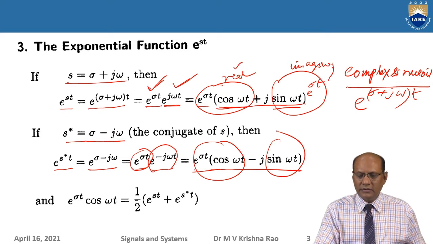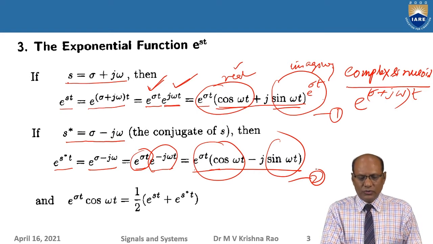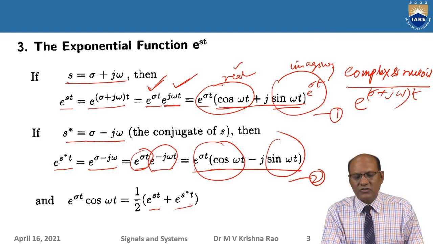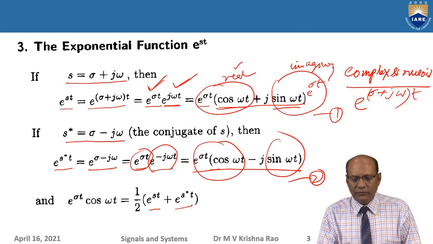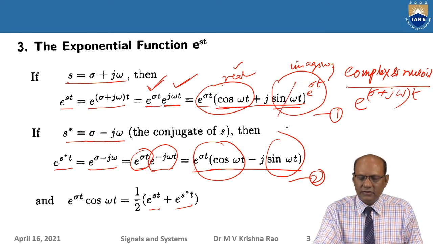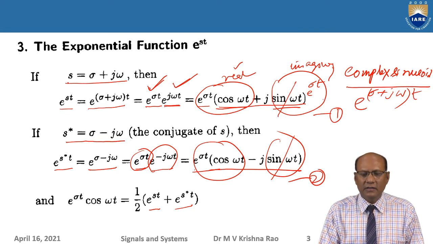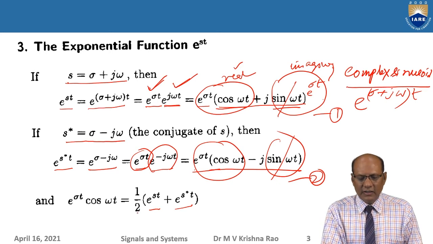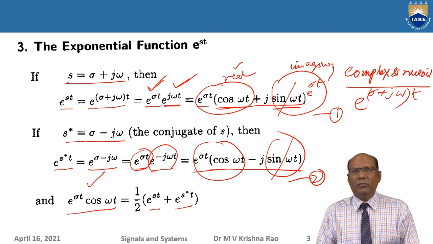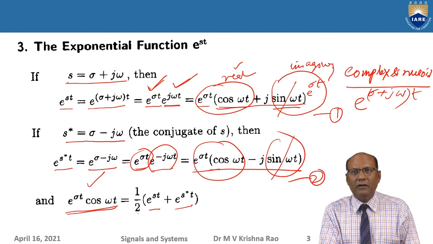Now what I am going to do is call this equation 1 and this equation 2, add these two, that is e to the power of st plus e to the power of s star t, and divide by 2. After adding these two, the imaginary terms will get cancelled. There are two identical real terms adding here. That's why if I divide by 2, I will get e to the power of sigma t cos omega t.